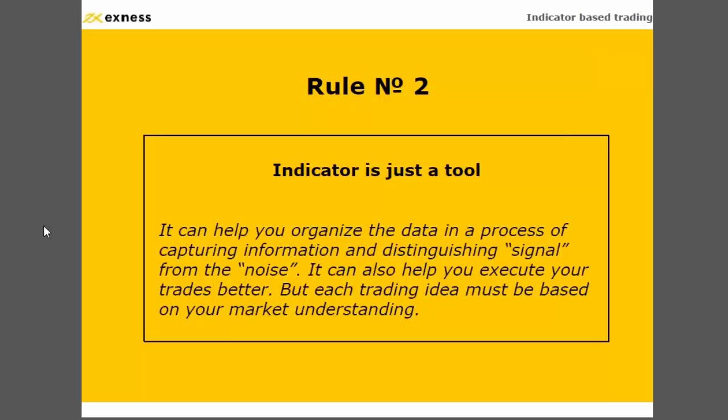And the rule number 2, indicator is just a tool. It can help you organize the data in a process of capturing information and distinguishing signal from the noise. It can also help you execute your trades better. But each trading idea must be based on your market understanding. Okay? So that's rule number 2.